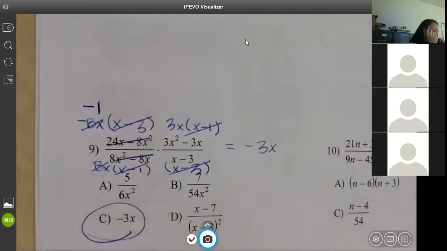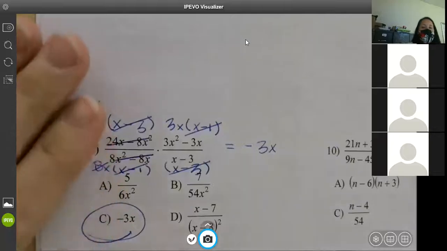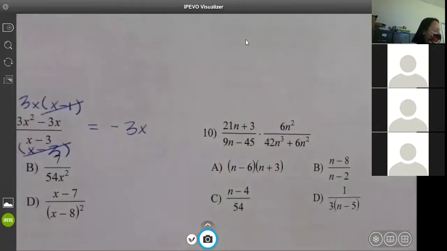Where are your holes? Positive 3, positive 1, and 0. Don't forget that you mark that x out, okay? Everybody good? Anytime you mark a variable out. Look at number 10, last one on this part.